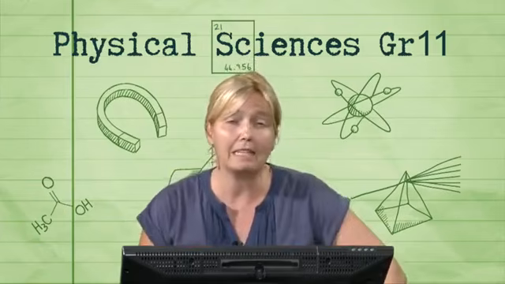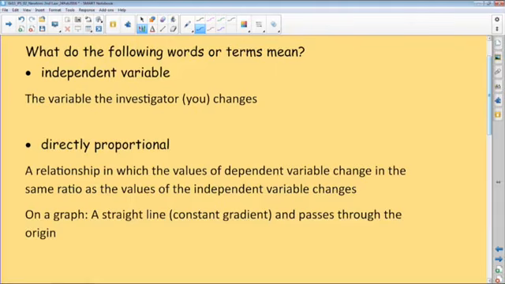Okay? Then directly proportional. This is a relationship in which the values of dependent variable change in the same ratio as the values of the independent variable changes. Okay, that's a lot to take in, so let me go through it again. I'm going to go through it slowly and underline the important parts. It is a relationship, that's the first thing, in which the values of the dependent variable change in the same ratio, important word that, as the values of the independent variable.